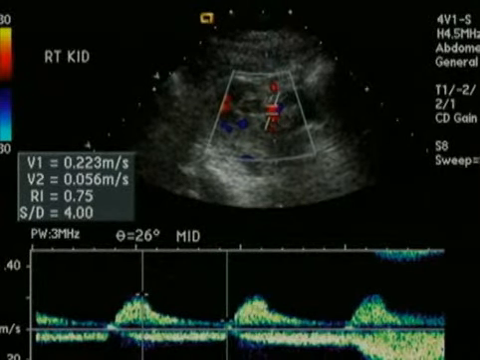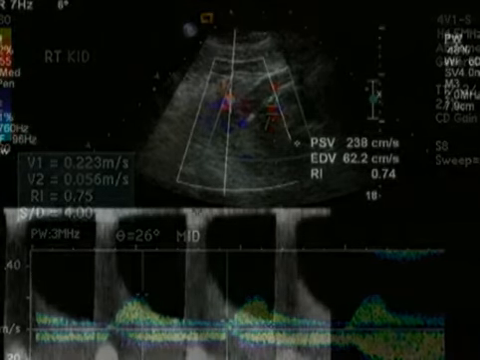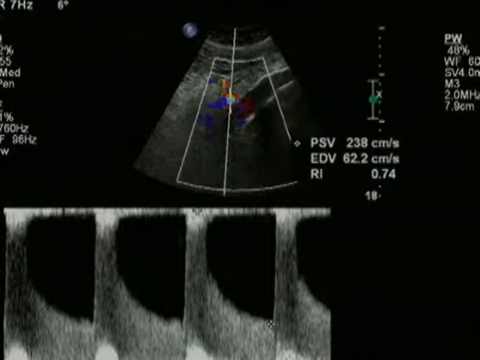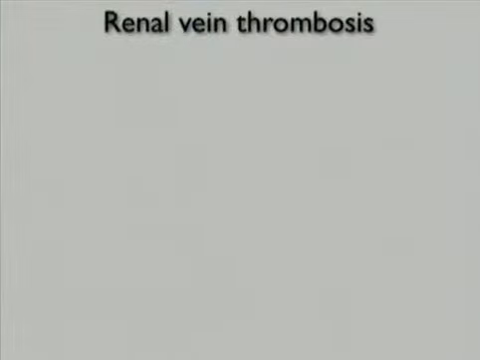In this case, we have an abnormal intrarenal waveform, in the middle of the kidney, showing a tardus parvus waveform in this patient with renal artery stenosis further proximally, and in the same patient interrogating the main renal artery showing very high velocity flow with aliasing due to stenosis.